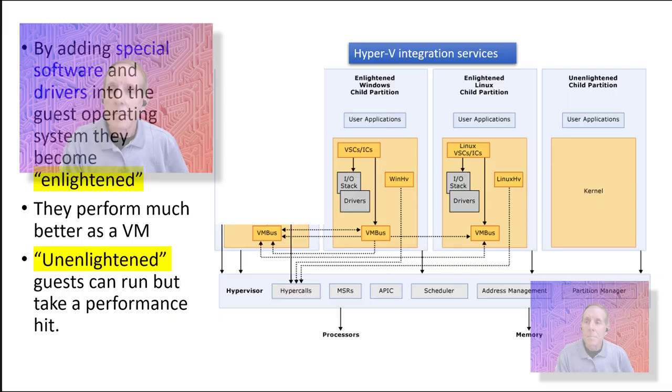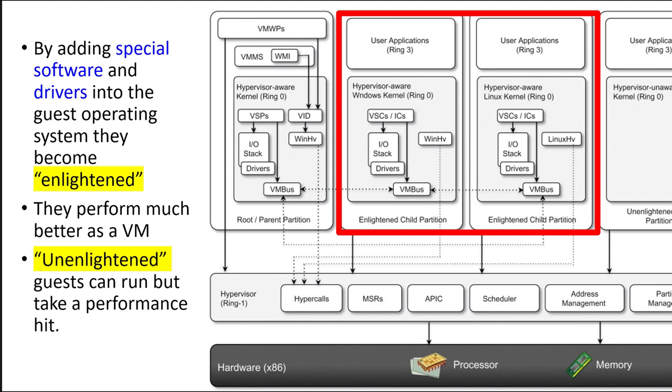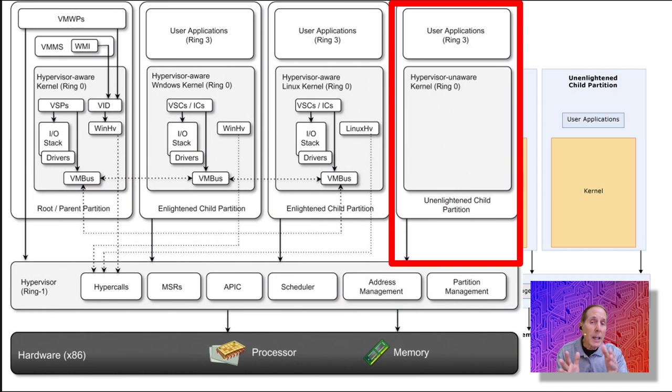Now, Microsoft also has special software called Integration Services that it adds to the guest. This special software and drivers, Microsoft calls this enlightened. In other words, the guest becomes enlightened. All that means is that it has better performance. You can run guest operating systems that are not enlightened or don't have this special software and drivers. They do have a performance hit.